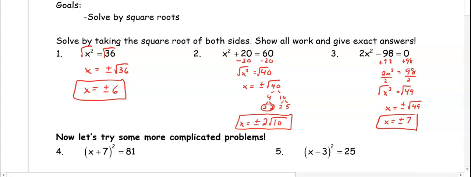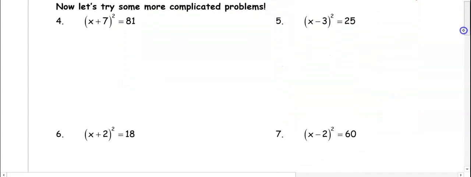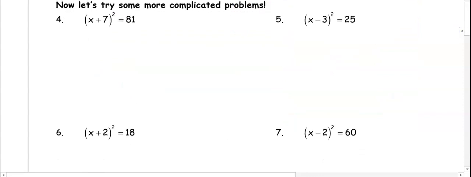Now we're going to get into some more complicated problems, where instead of having an x squared, we're going to have a parentheses squared. So we're first going to do like we did before. We're going to take the square root, but then it's going to involve an extra step.